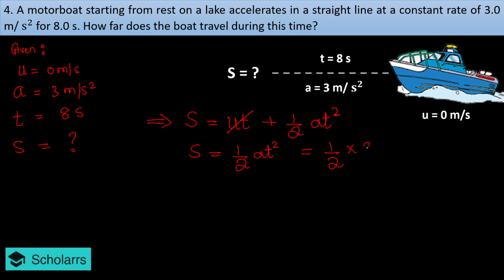Acceleration is nothing but 3. What about time period? It would be nothing but 8 square. Simplify this term. 8 square is nothing but 64. Half of 64, 2 ones are 2 and this would be nothing but how much? 32. Now simply multiply this. 3 twos are 6 and 3 threes are 9. So what I come to know from this, it would be a displacement of 96 meter, right? So displacement would be nothing but 96 meter.